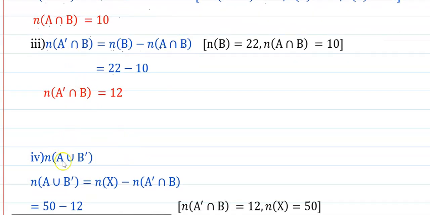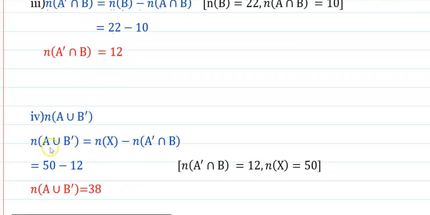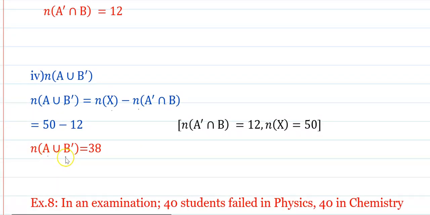Now see here, n of A union B complement, therefore n of A union B complement is equal to n of X minus n of A complement intersection B. Again substitute the value, n of X is 50, n of A complement intersection B is 12, and hence n of A union B complement is equal to 38. All these are the formulas that you have to remember.